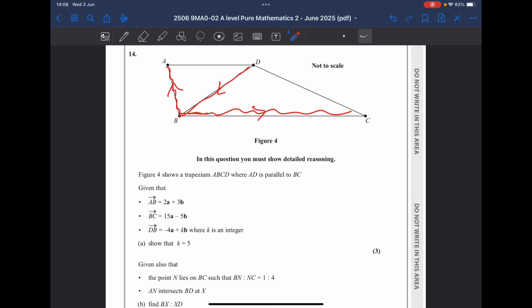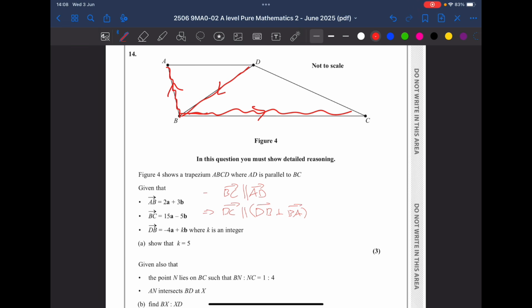But what I do know is that these are parallel on the top and the bottom. So where I have B to C, I know B to C is parallel to AD. How can I work out AD? Well, AD is the same as going from D to B, B to A. So D to B plus B to A.